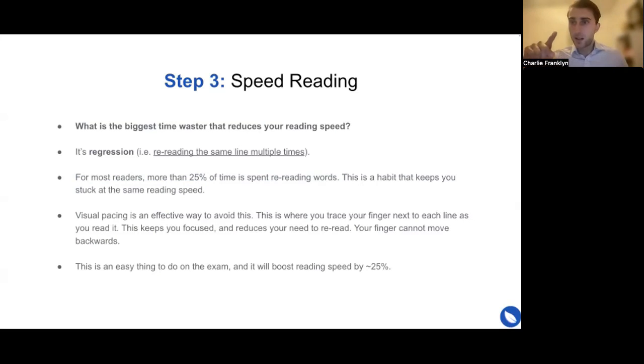It's where you get your finger, and as you're reading, you pace with your finger across the page. So for example, on here, I'd pace across here, pace across here, pace across here with my finger. That's been proven to increase your reading speed by about 25%. So it's not doubling it or tripling it, but it's making a pretty sizable impact, which is really good.